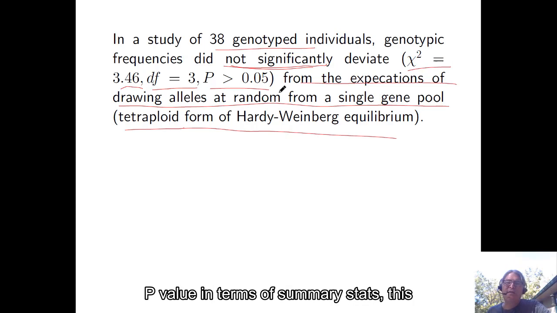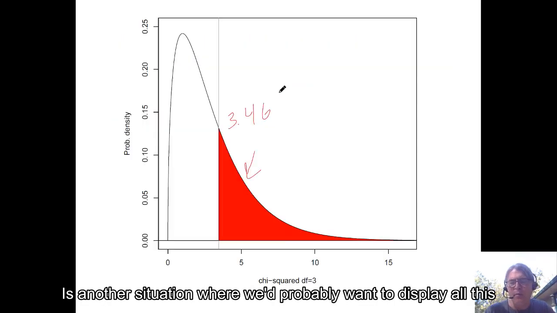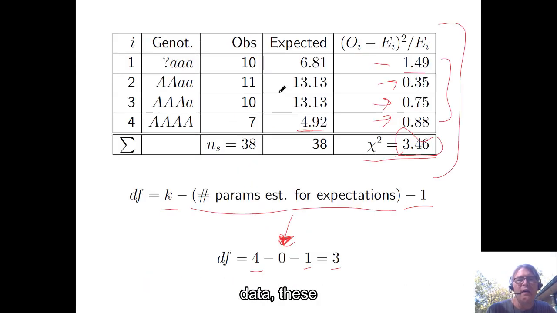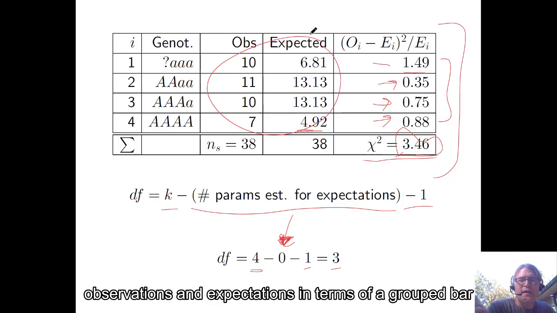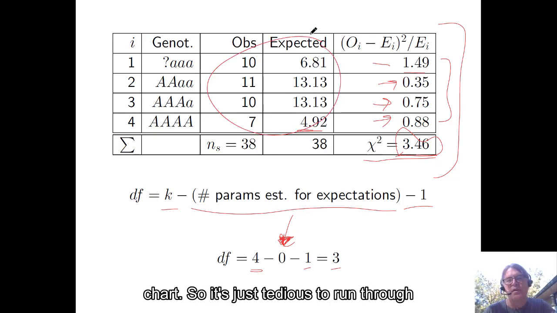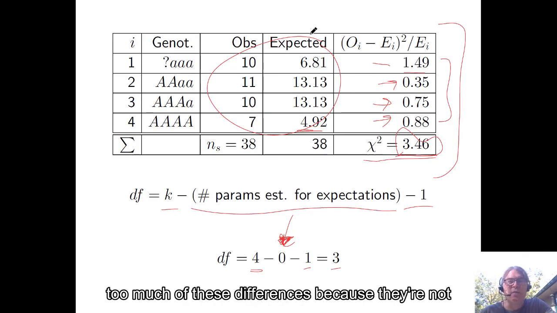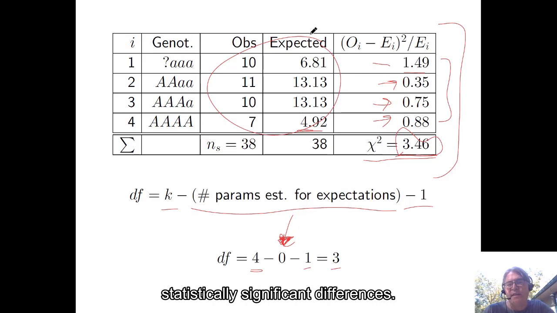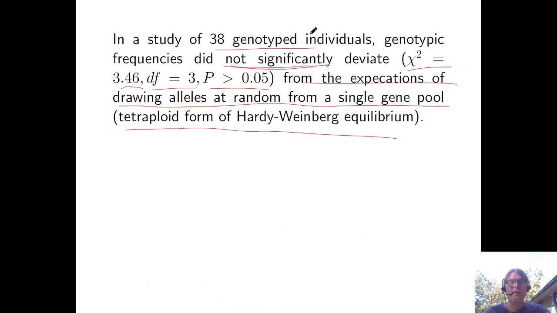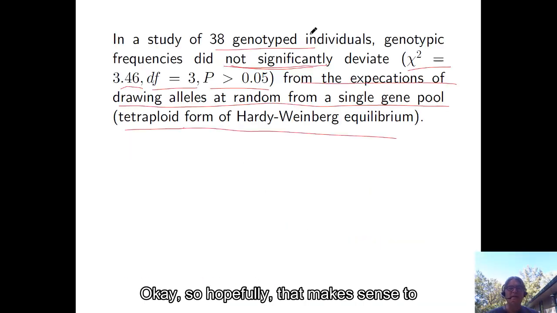In terms of summary stats, this is another situation where we'd probably want to display all this data, these observations and expectations, in terms of a group bar chart. It's just tedious to run through all those numbers for people. So we'd probably have a figure to go along with this, but we don't make too much of these differences because they're not statistically significant differences. Okay, so hopefully that makes sense to folks.